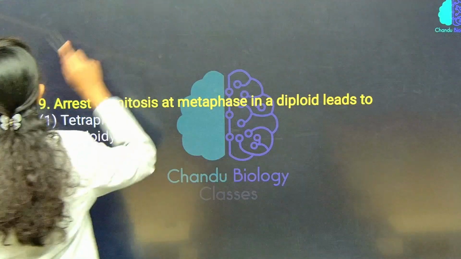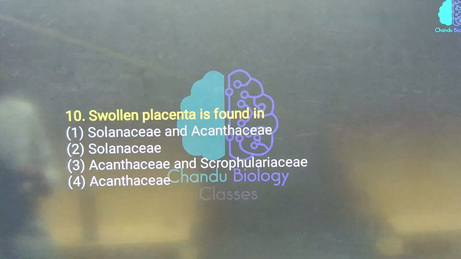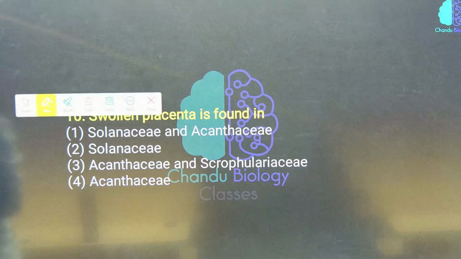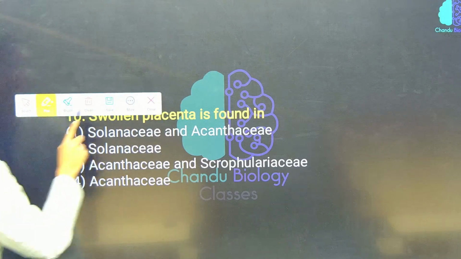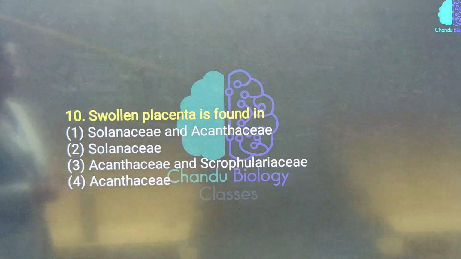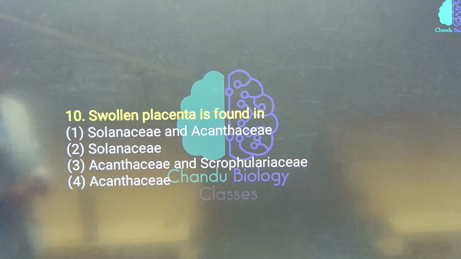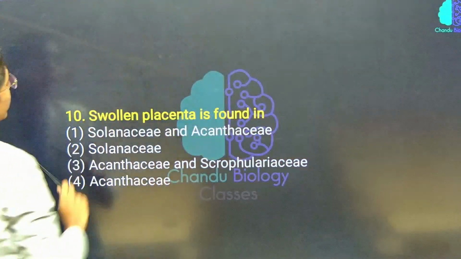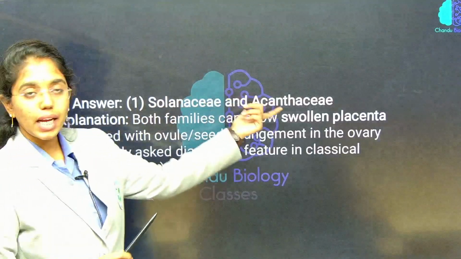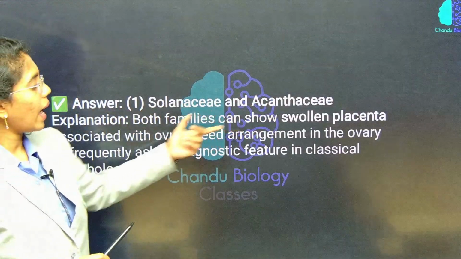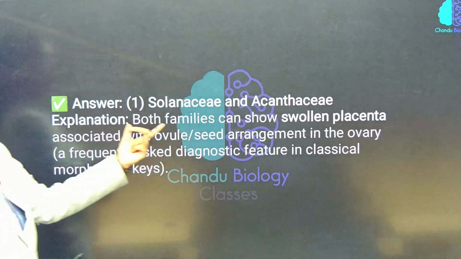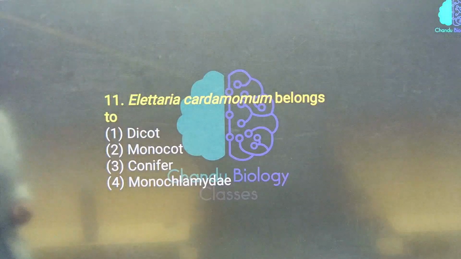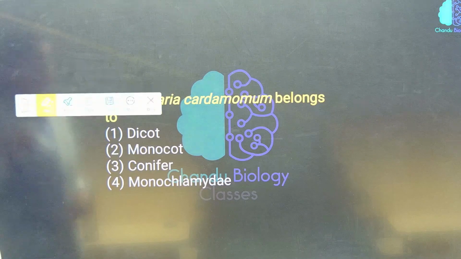Okay. Next question. Swollen placenta is found in what families? The right answer will be Solanaceae and Acanthaceae. Look into the clear explanation. Both Solanaceae and Acanthaceae families can have swollen placenta associated with the ovule or the seed arrangement in the ovary. Fine. That is the characteristic feature of those two families.